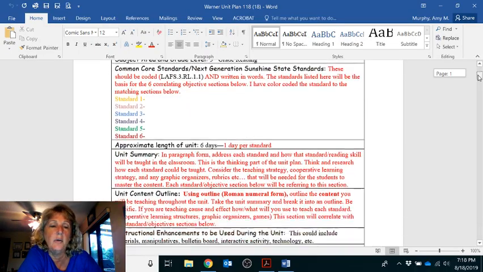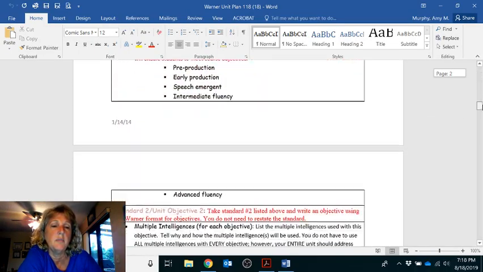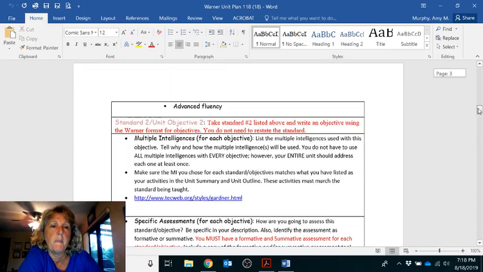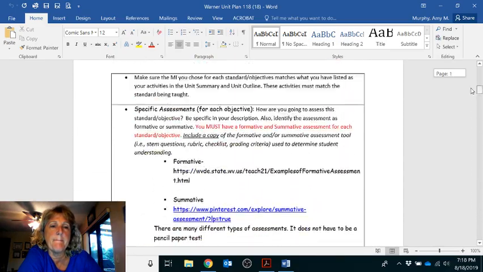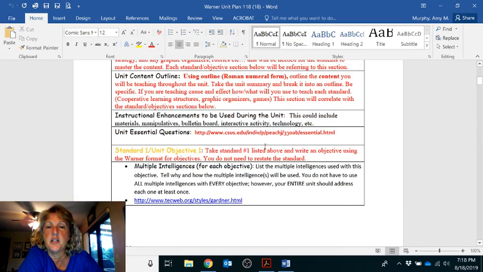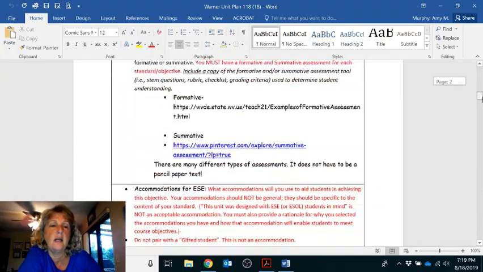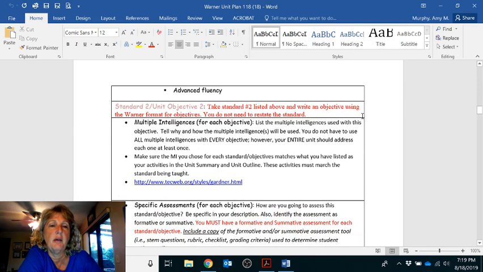Standard 1 is yellow, so you will write the objective in the section that's yellow. Standard 2 is in light purple. You'll scroll down and write the objective for Standard 2 right here.